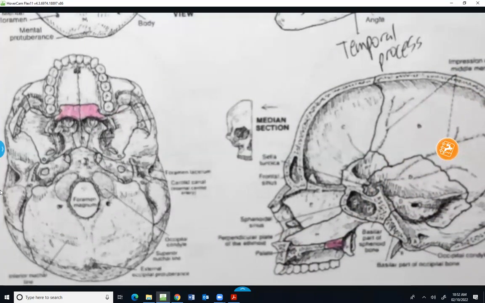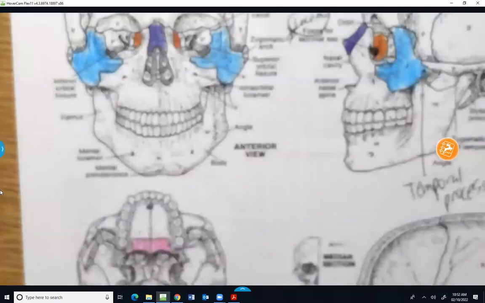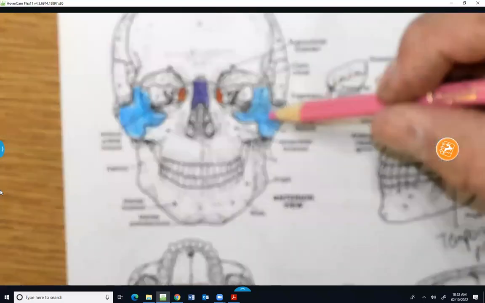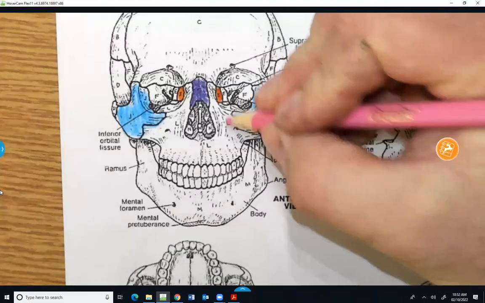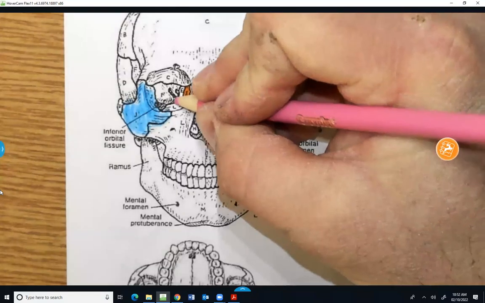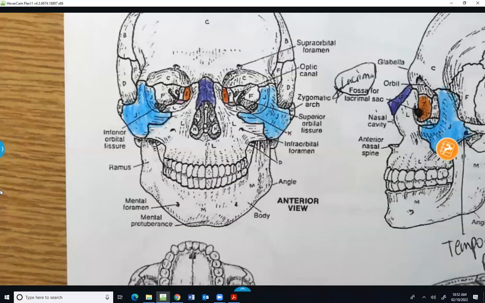And then your palatines, they're kind of wild in that they also come up, and it's very small. But look at letter K here. Just a little itty bitty part. Obviously, you couldn't probably do this on the exam, but I wanted to color them anyway. They contribute to your eye sockets. So not only do they help form the roof of your mouth, but they contribute to your eye sockets.